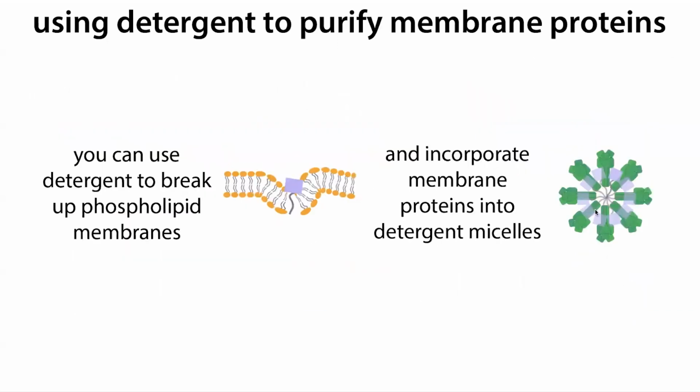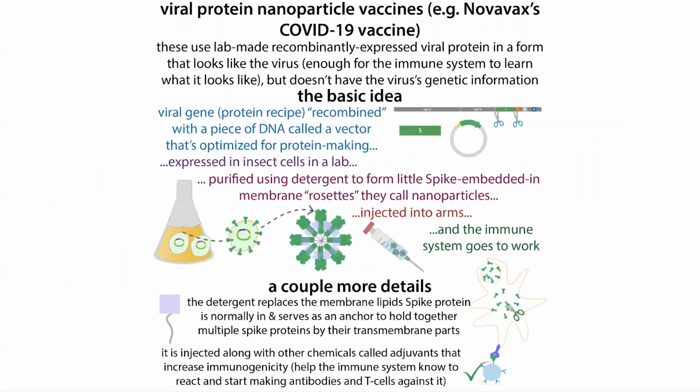And because it's kind of similar looking to those phospholipids, and it has that amphiphilic character, it can break up the phospholipid membranes. But because it has this tendency to form micelles instead of bilayers, it's going to actually form these micelles if you have enough of it. And those micelles are going to have your protein incorporated into them.